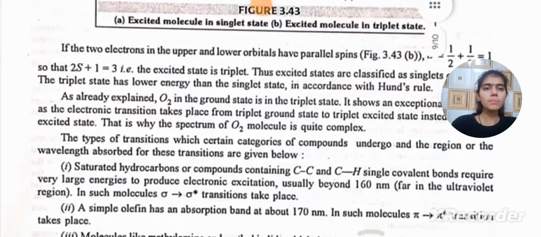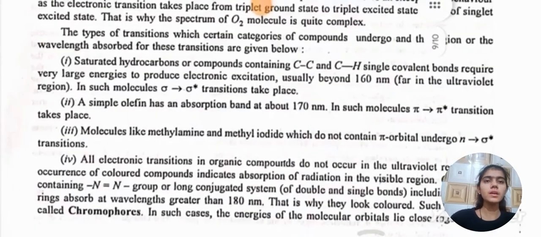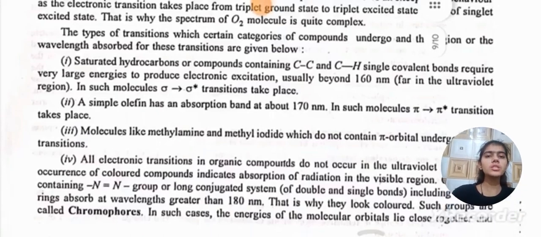Saturated hydrocarbons, or compounds containing carbon-carbon and carbon-hydrogen single covalent bonds, require very large energies to produce electronic excitation, usually beyond 160 nanometer. In such molecules, sigma to sigma star transitions take place. A simple olefin has an absorption band at about 170 nanometer. In such molecules, pi to pi star transition takes place. Molecules like methylamine and methyl iodide, which do not contain pi orbital, undergo n to sigma star transitions.